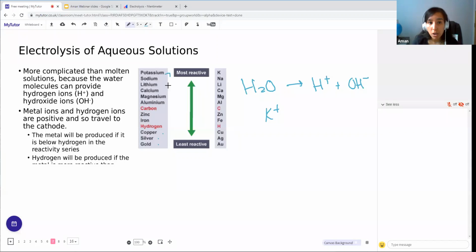If it's more reactive than hydrogen, then hydrogen will be produced. So all of these over here will produce hydrogen. So if we're competing with potassium and hydrogen, hydrogen will be produced, not potassium. And that's because potassium is more reactive.